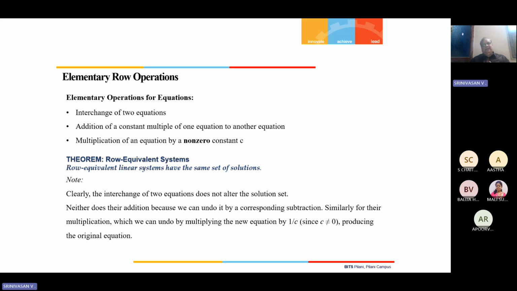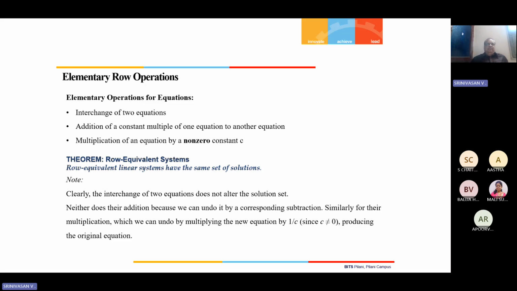You are already familiar with this; we have done enough elementary row operations to find the ranks and to finalize the consistency or otherwise of the given system of equations. So once again, let's go back, because these are all going to be part of your methodology when you take up the Gauss elimination method to solve. Elementary operations for equations: interchange of two equations is an elementary operation. Addition of a constant multiple of one equation to another equation: you will multiply an equation by a constant and add it to another one. These are all things we have seen, isn't that so? And multiplication of an equation by a non-zero constant.